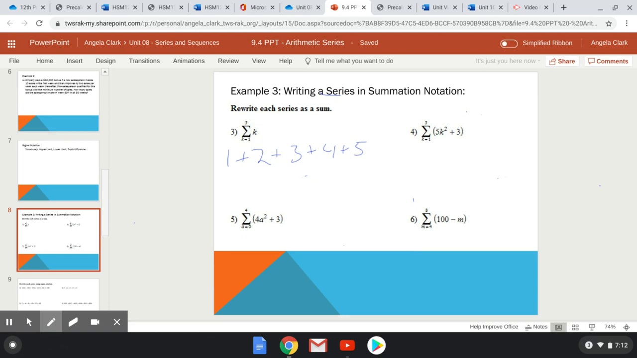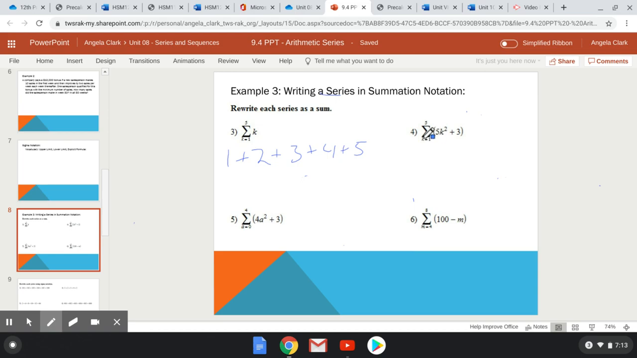And that is how we would rewrite this as a series. So expanding our summation notation. If I say I want to expand this, right? That's what I'm looking for. All right, so let's look at number 4 here.